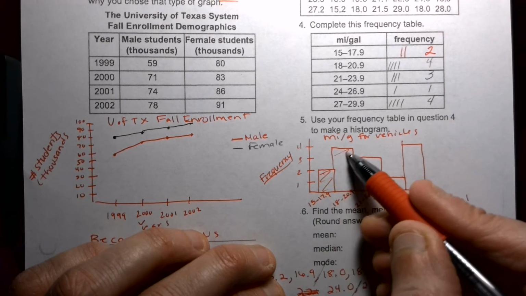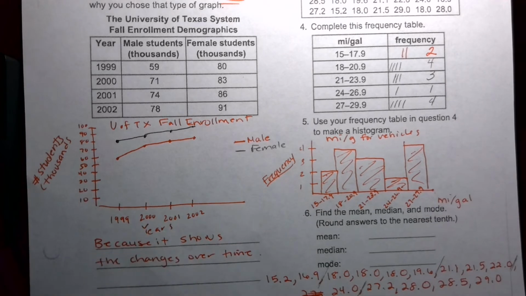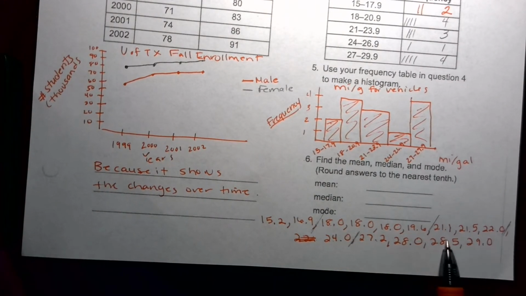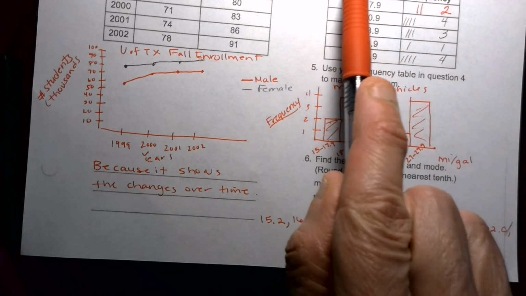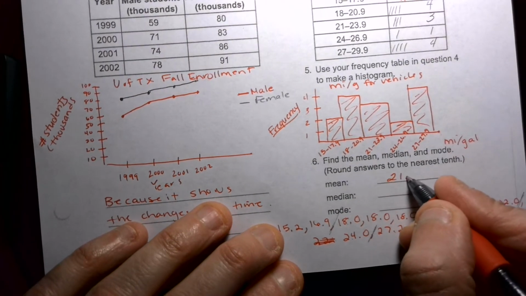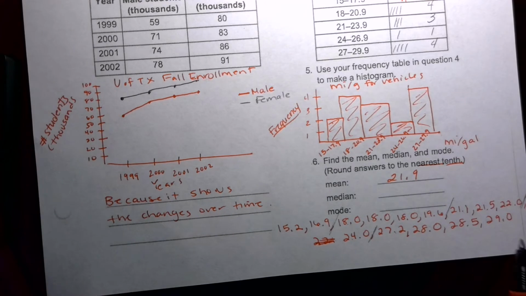Okay, I always like to shade them in a little bit, but you don't have to. And voila, we are done with that. Now, when you did the mean, you should have added these all up very carefully with your calculator. And then how many did we say there was? 2, 4, 6, 8, 10, 12, 14. Divided by 14, you should have gotten 21.9 to the nearest tenth. Make sure you read your test carefully.